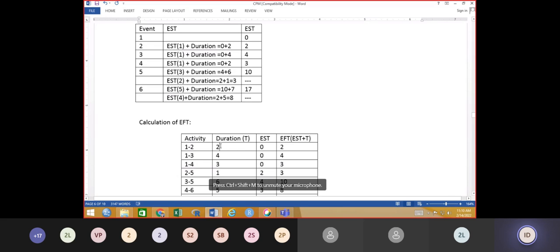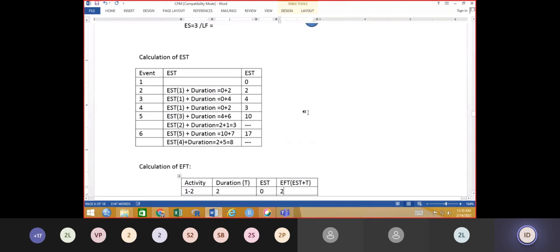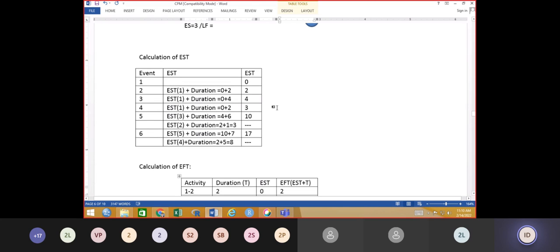This is the duration for each and every activity, right? The earliest start times we have just calculated: 0, 0, 2, 4, 3, right? The earliest start time plus duration will be the earliest finish time. By using this formula, it is very easy to work out instead of looking at the diagram. So 0 plus 2, 0 plus 4, 0 plus 3, and so on, 10 plus 7 is 17. So this will be the calculation of EFT and EST.